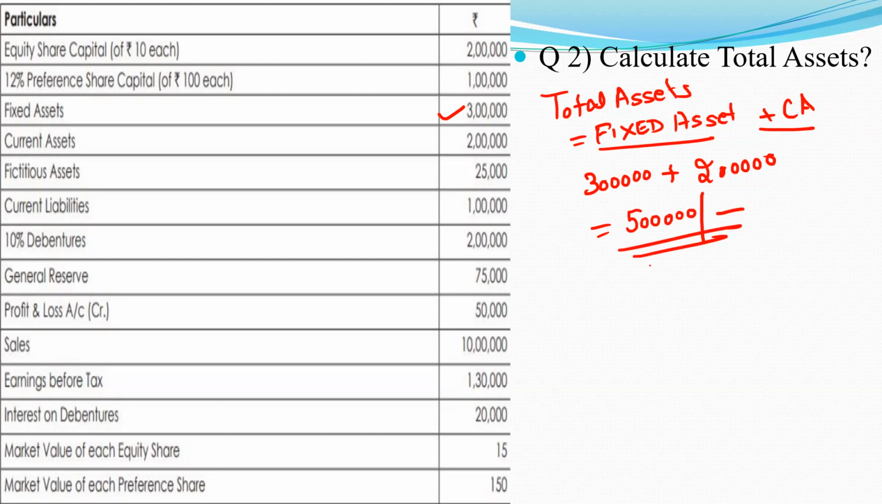So this is the total assets, that is fixed assets plus current assets. Fixed asset is 3 lakh, current asset they have given 2 lakh. In this way we have to calculate all these types of questions. We will provide you some numerical based questions or case studies in your BFM group in the upcoming days.